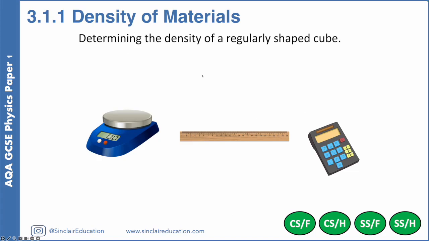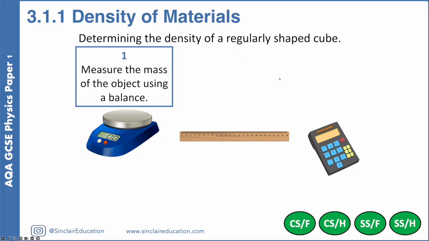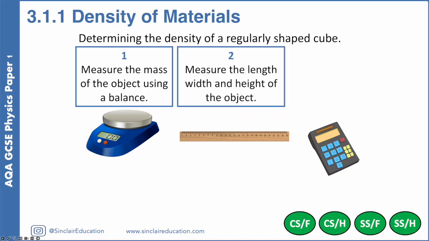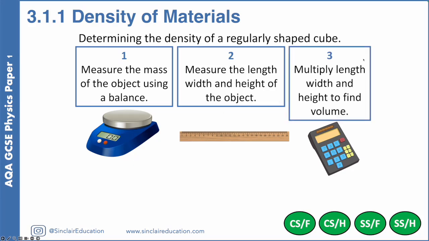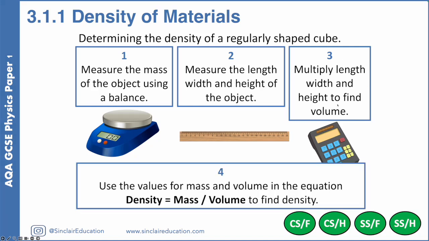If we have a look then, you might be asked to explain how to find the density of either a regular or irregular shaped object. My advice is use the equation. So if we need to find density, we need to find volume and we need to find mass. So to find the mass, we're going to use a balance. We'll make sure that this has been reset to 0 to make sure we don't have a zero error in there. Because it's regularly shaped, such as a cube, we'll measure the length, width and height to figure out its volume.